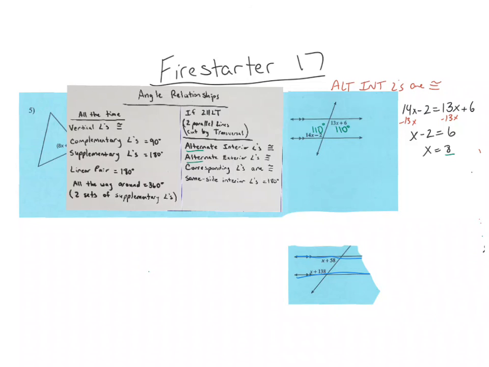So I'm going to say same side, and they're inside. So same side interior equals 180. So that's going to say piece plus piece equals 180. So I'm going to say this piece plus this piece equals 180. So x plus 138 plus x plus 58 equals 180. And now we're just solving. x and x together make 2x. 138 and 58 is 196.